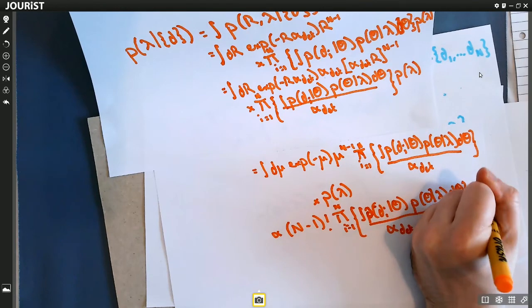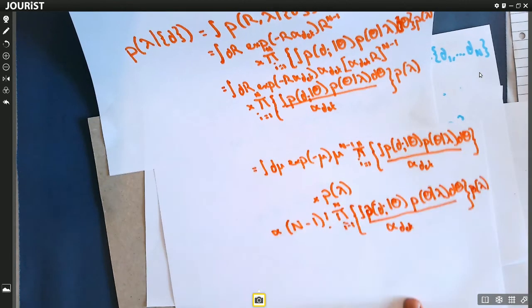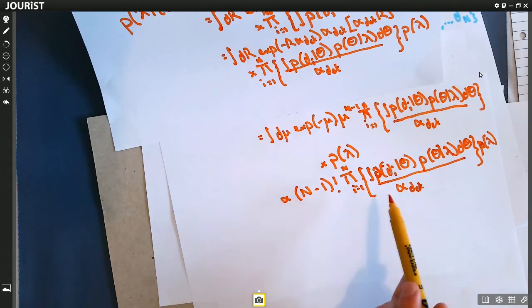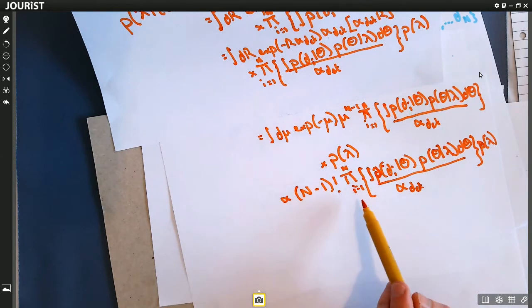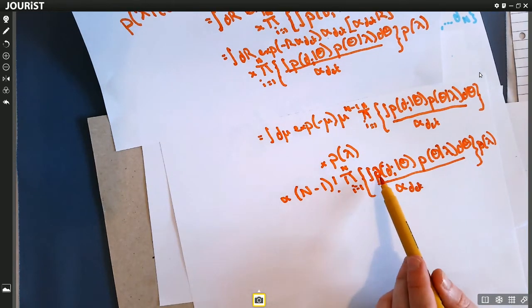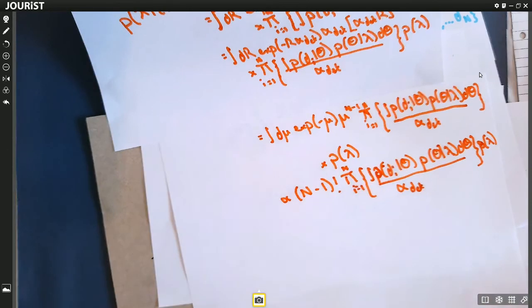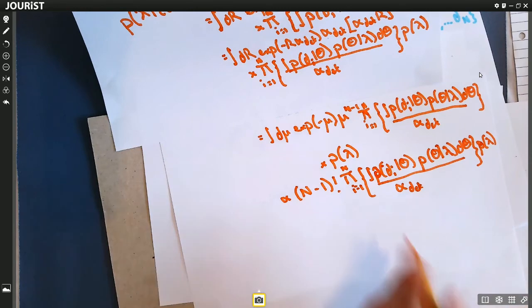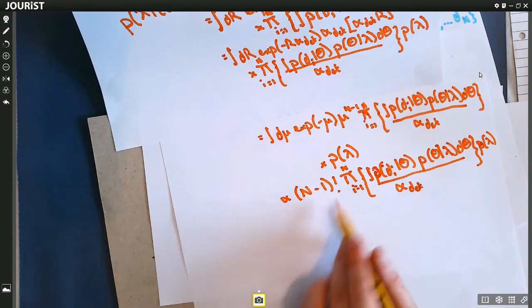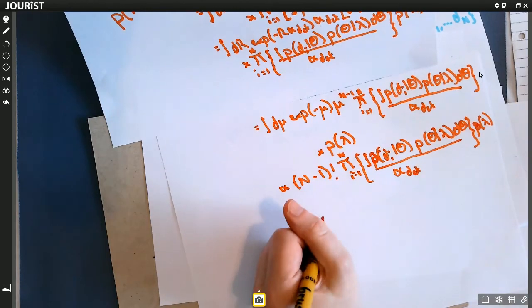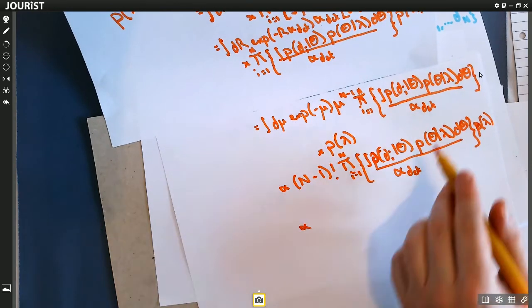Just fit it in this time. Okay, so another constant of proportionality out the front, and what we end up with is this term here, which is a product of our individual detection likelihoods for the events, normalized by our constant at the end. Okay, so this is just a number here. So if we're only caring about proportionality, we don't care about this. So we have this term times p of lambda.